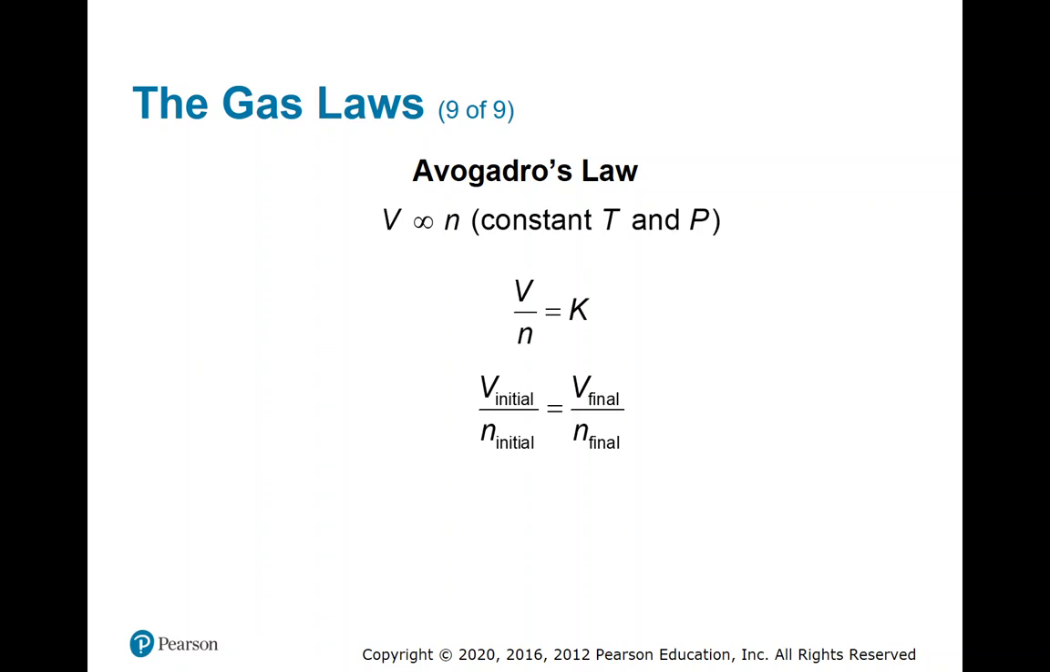And so just like volume and temperature, all the same sort of relationships apply. Volume divided by the number of moles of gas particles will stay constant as long as T and P do. And so the initial volume divided by the initial number of moles of gas will be equal to the final volume divided by the final number of moles of gas.